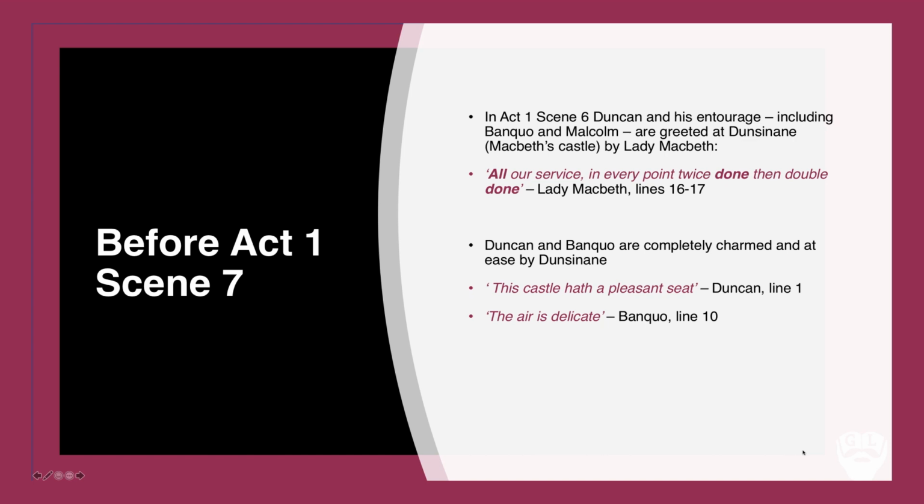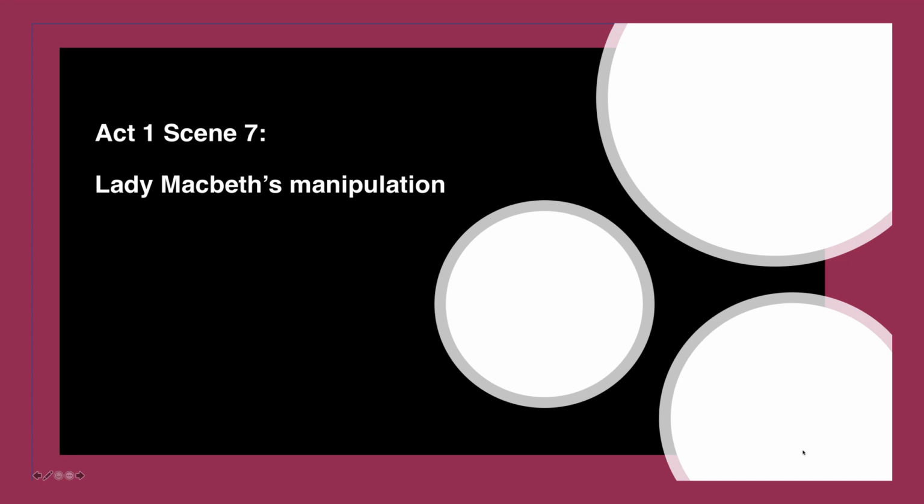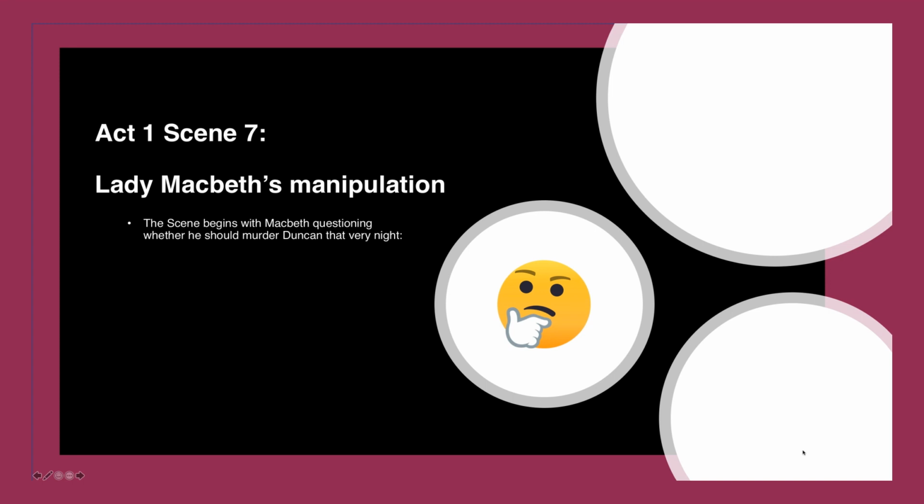Now, Act 1, Scene 7 is largely the scene of Lady Macbeth's manipulation of Macbeth. We see Macbeth change an awful lot in this scene. For instance, the scene begins with Macbeth questioning whether he should murder Duncan that very night. We hear him say, "We will proceed no further in this business." After a long soliloquy of doubts and hesitation, he decides that that's not what's going to happen and that instead he is very much going to be the honourable Thane of Cawdor that he has just been newly promoted to.